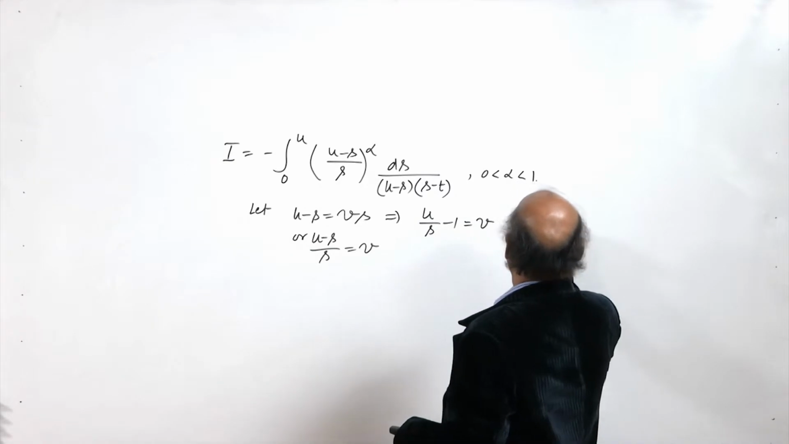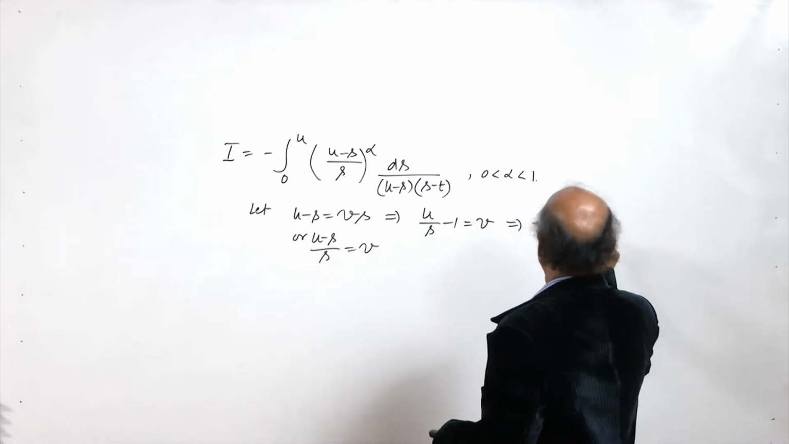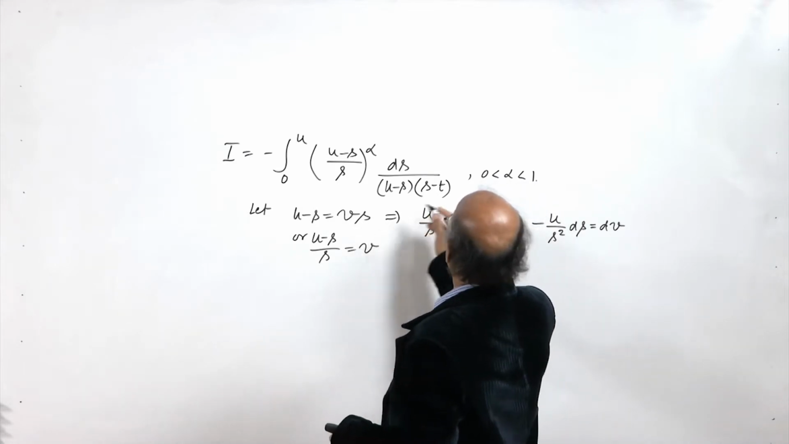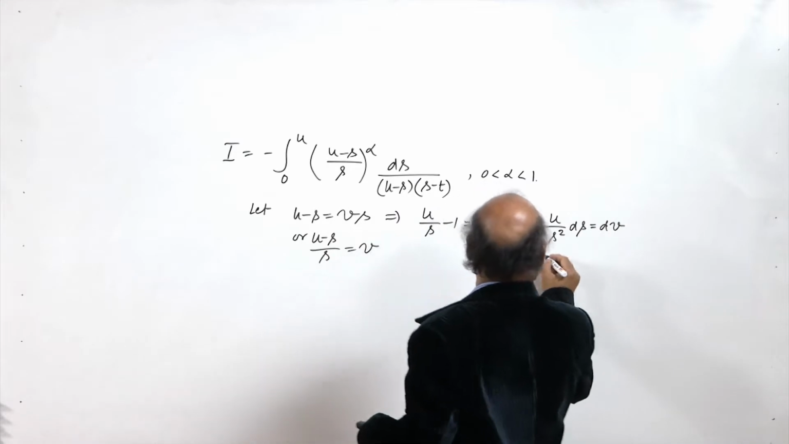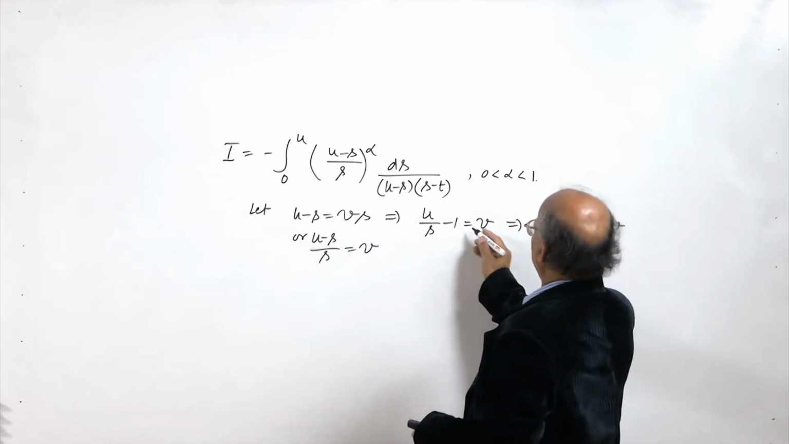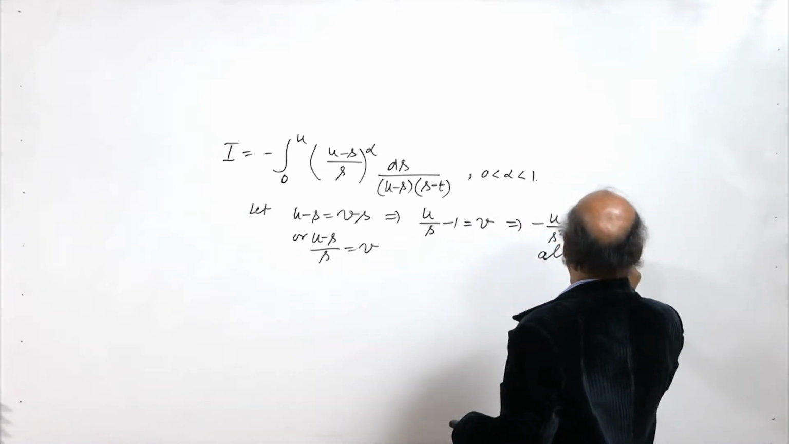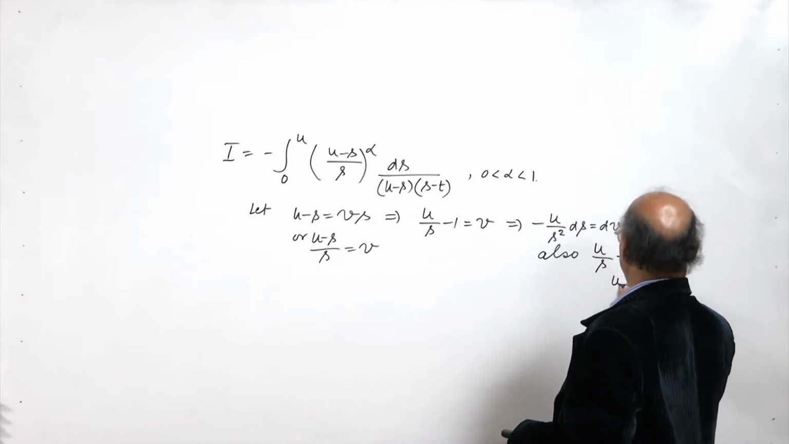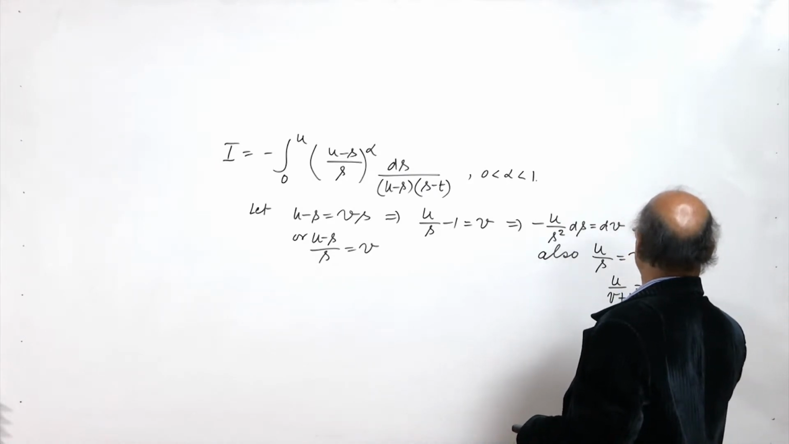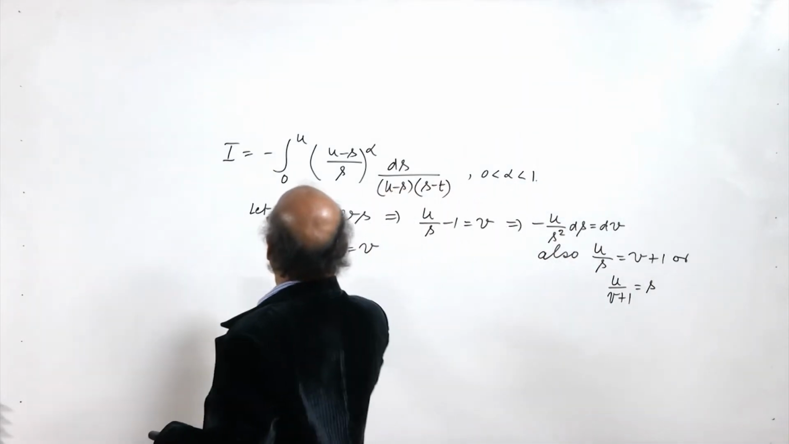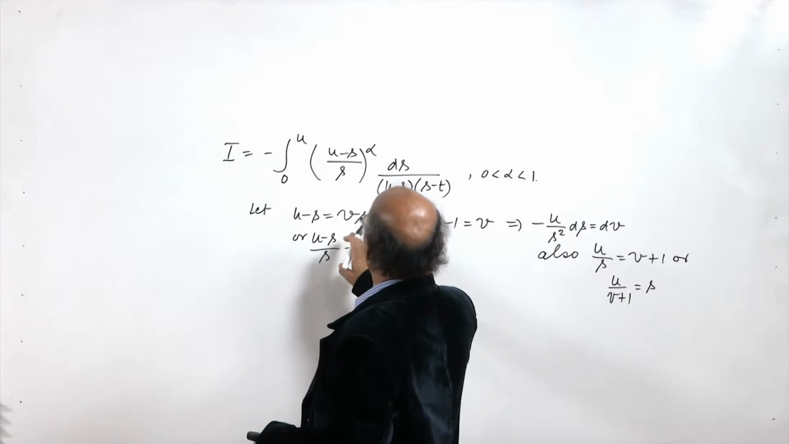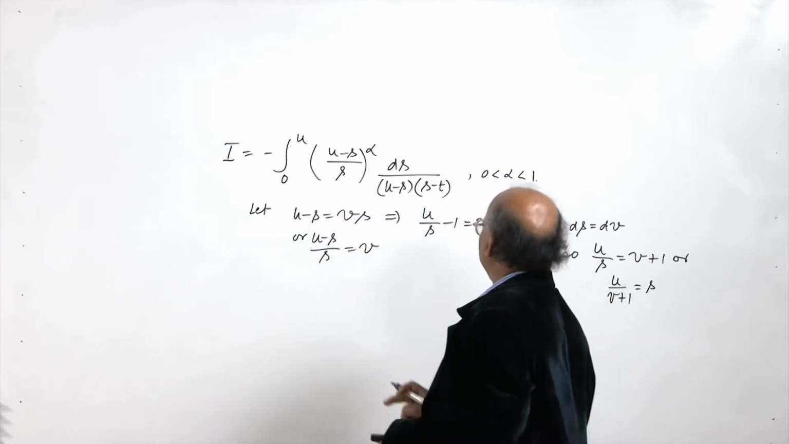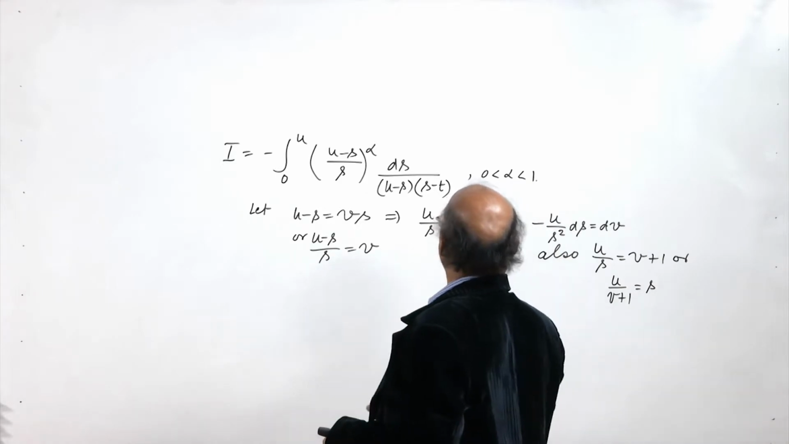So this will imply that minus u by s square ds is equal to dv, and also the value of s we can find. Also u by s equals v plus 1, or we can say u upon (v plus 1) is equal to s. So let us make this substitution in the above integral. We can see here that when s is equal to 0, v equals infinity, and when s is equal to u, v equals 0.